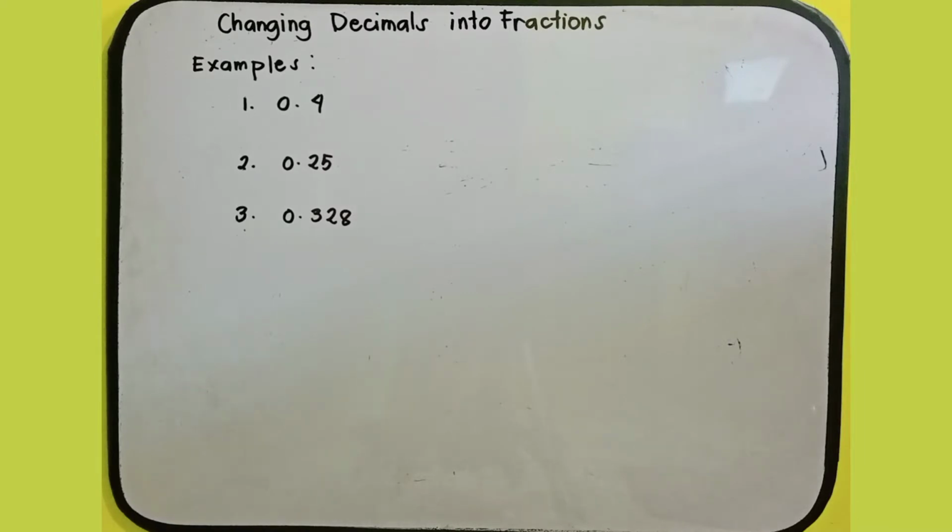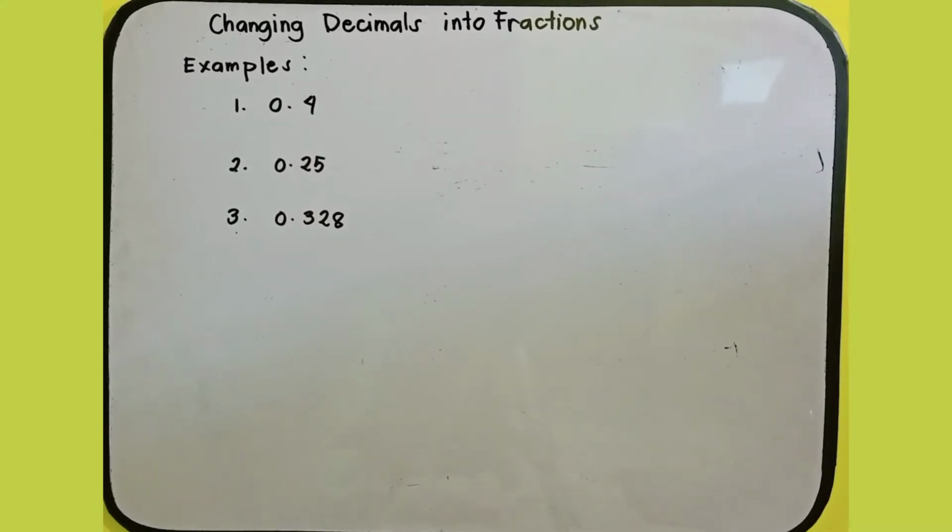Alright, today we will tackle changing decimals into fractions. Basically, a decimal is changed to a fraction by using 10 or any power of 10 as the denominator of the given decimal. Then we simplify it to the lowest term if it is possible. So we have an example here.